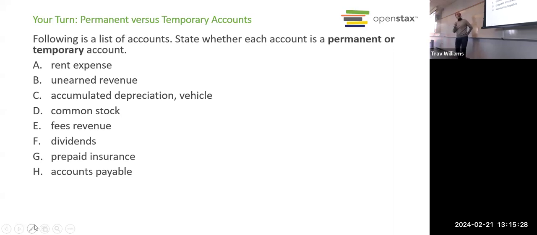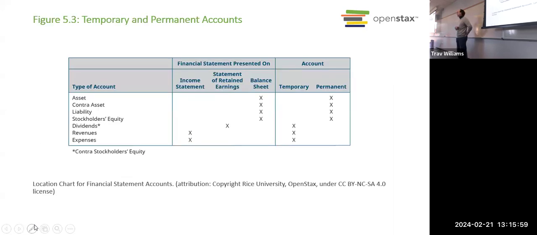So the only ones here that were temporary were rent expense, fees revenue, and dividends. Right? Did I miss anything there? That covers it. So everything else is not revenue, not an expense, and is not a dividend, which means everything else was permanent. If you get confused, you can always look back to this chart, and this will tell you.